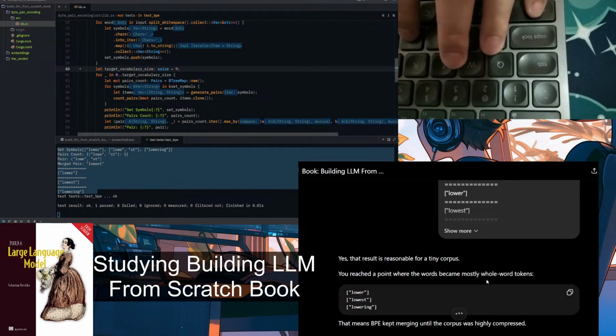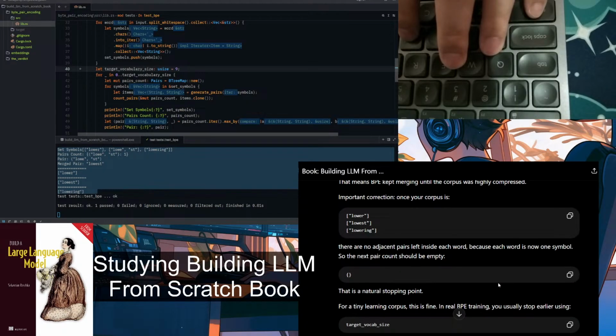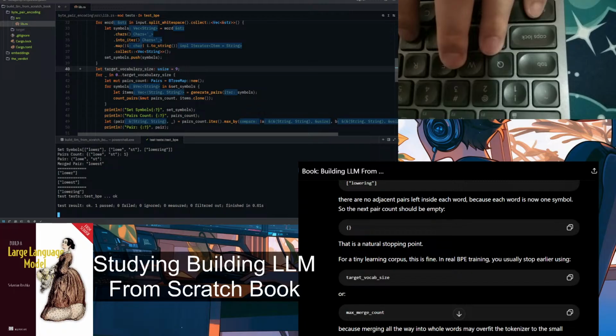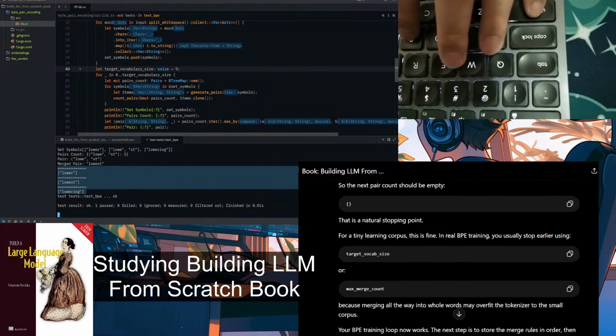Yeah, that's reasonable for the time. You reach a point where the words become mostly whole word tokens. That means BPE kept merging until the corpus was highly compressed. So important correction on your corpus: there's no adjacent pair because each word is now one symbol. So the next pair should be empty. Yeah, and for a tiny learning curve, this is fine in the BPE. So what's the point if I'm already going to reach the same initial corpus?